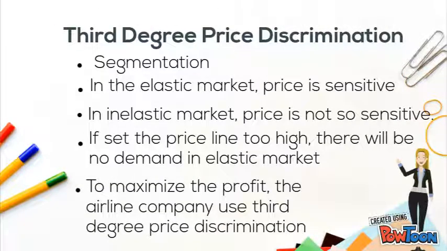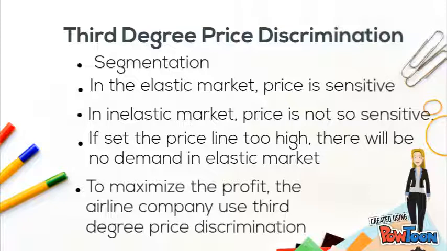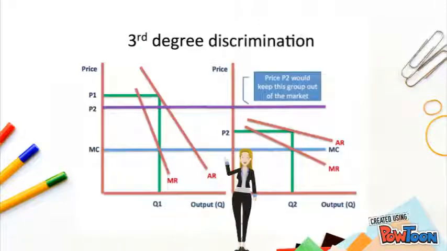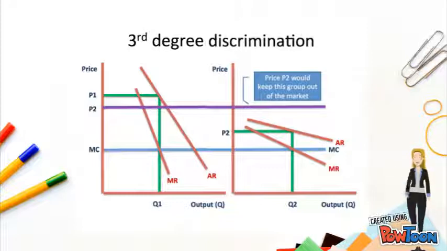In the airline industry, airline companies use third-degree price discrimination to reach profit maximization. Consumers are divided into different segments, and each segment is charged differently for exactly the same product. Business travelers are not sensitive to price changes, and the output of air tickets will not be affected significantly if the price increases. On the other hand, leisure travelers are more price sensitive, and if the price increases there will be a drop in demand. The graph shows that if the price is set at P2, the purple line, there will be no demand in the elastic market.